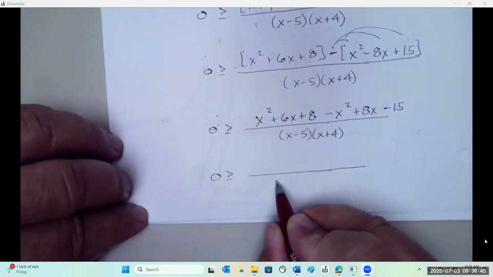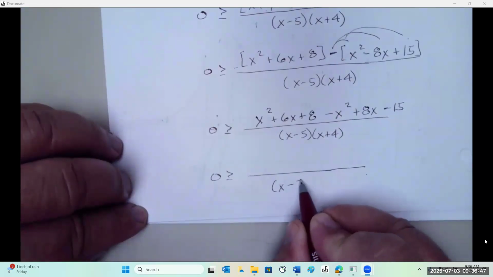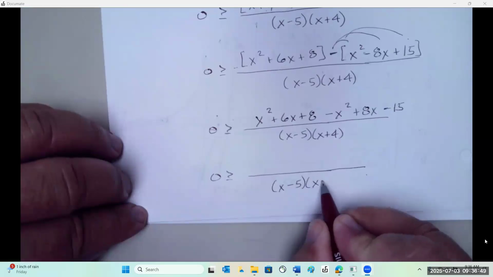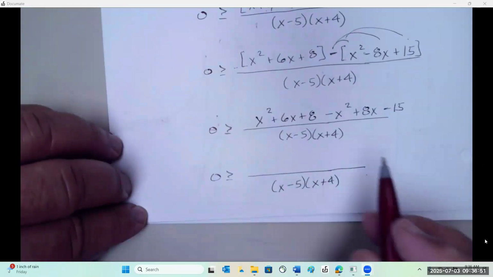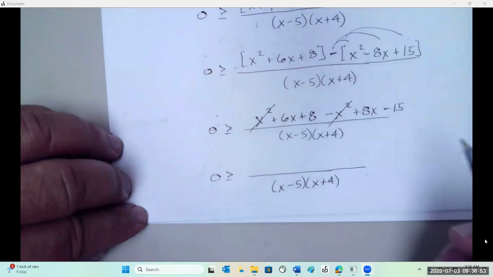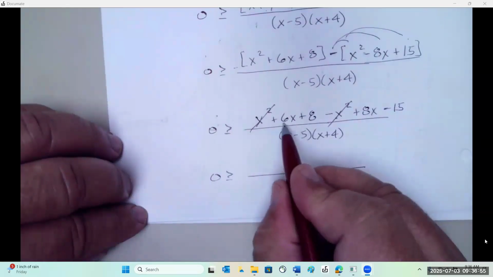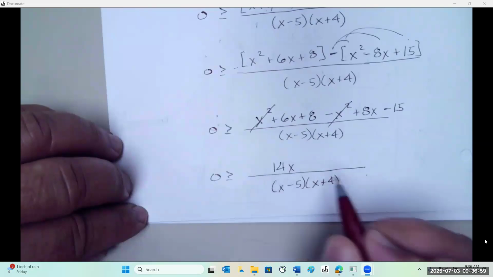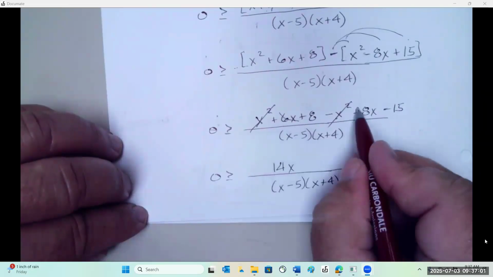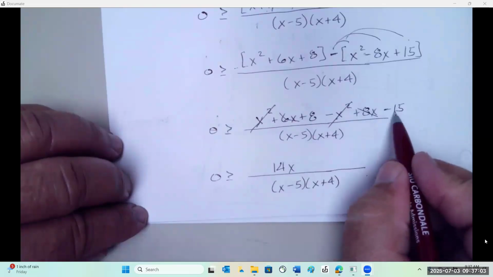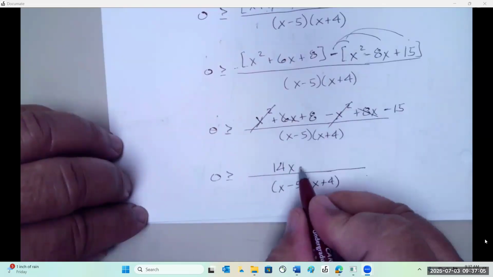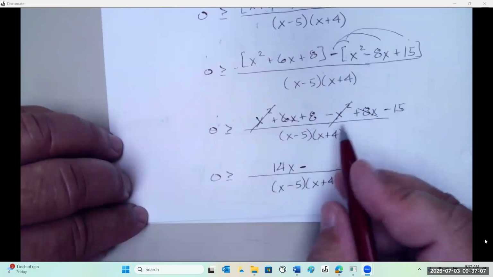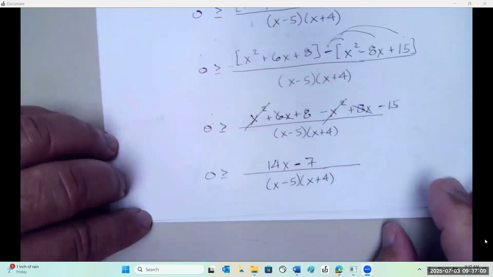Again, when you get rid of parentheses, the first thing you want to do is combine like terms. So we have x squared minus x squared. That's good. 6x plus 8x is 14x. Negative 15, positive 8. 15 is bigger, so it's negative. 15 minus 8 is 7.